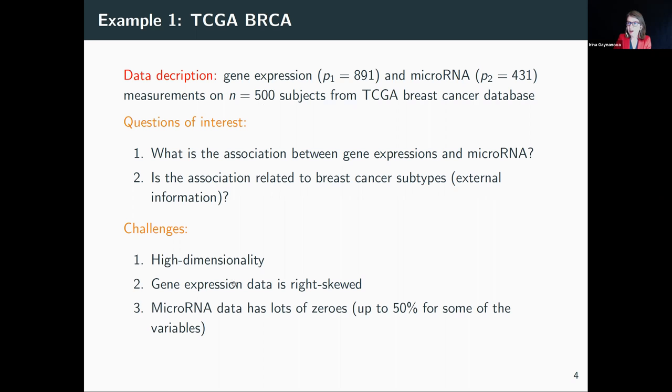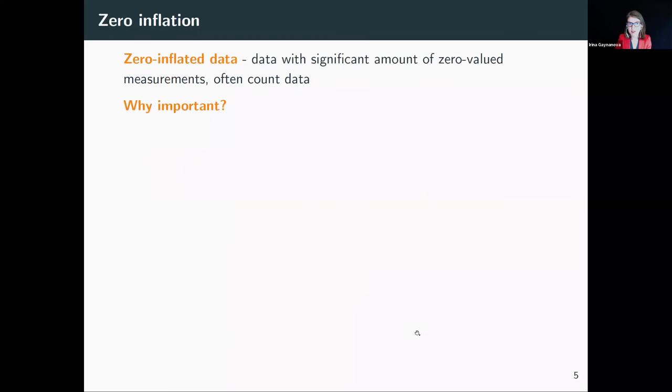Gene expression data on its own is going to be very heavily right skewed. Here we're going to treat it as continuous. And microRNA data, and this is really what motivated this project, has lots of zeros. So what I mean is that for some of those variables, up to 50% of observed data are exact zeros. So this is what we mean by zero inflation. That is data, observed data with significant amount of zero valued measurements. Often this is sound data, but not always.